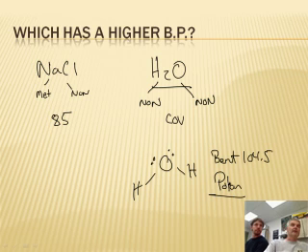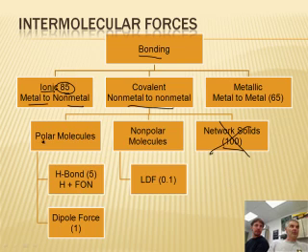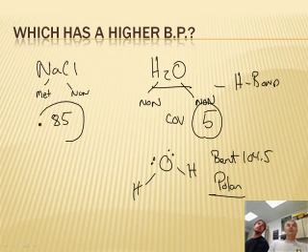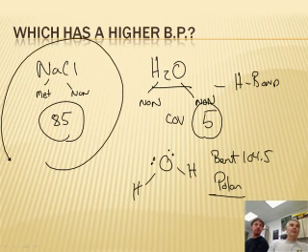So if water is polar, now we go to the left column. It's either a hydrogen bond or a dipole force. Water has hydrogen, and it has O and H, so it's held together by a hydrogen bond, and hydrogen bonds have a value of 5. Which one's bigger, 85 or 5? 85 is bigger. The higher number has the higher boiling point, so the one with the higher boiling point is sodium chloride. That was easy.